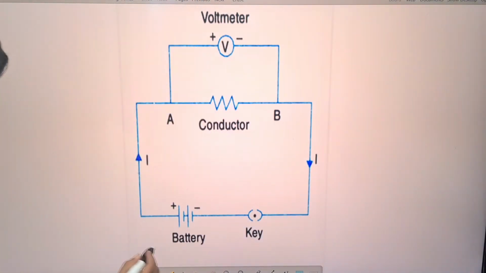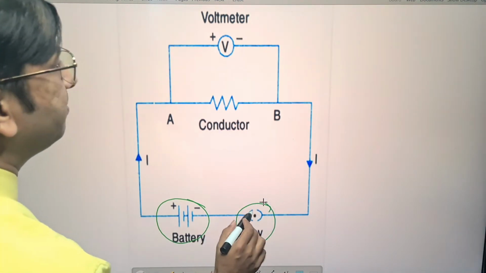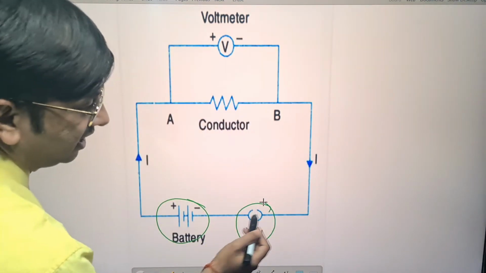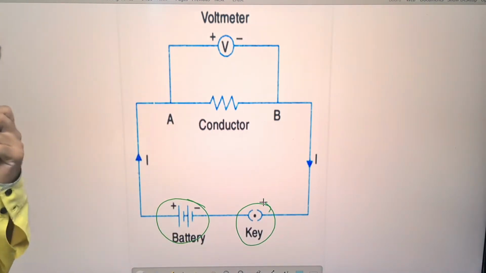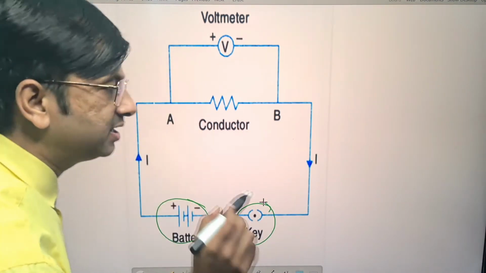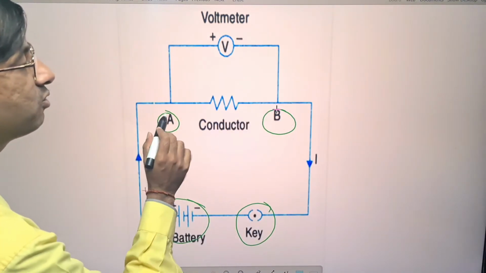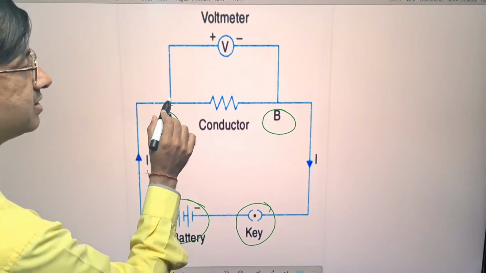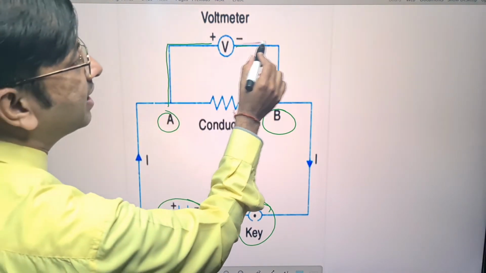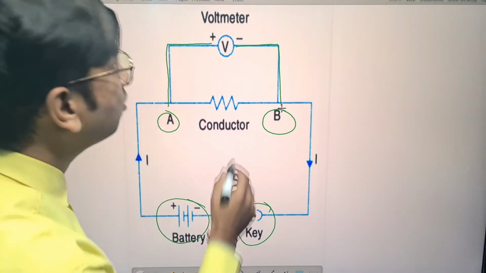Okay, like this. Here is our battery. Here is the key, by which we can make the circuit work, either switching the key on or off, and here is a conductor. And we want to measure the potential difference between point A and B. In this case, we have to connect the voltmeter between point A and B, considering it in parallel. Okay dear students, a voltmeter will always be connected in parallel.